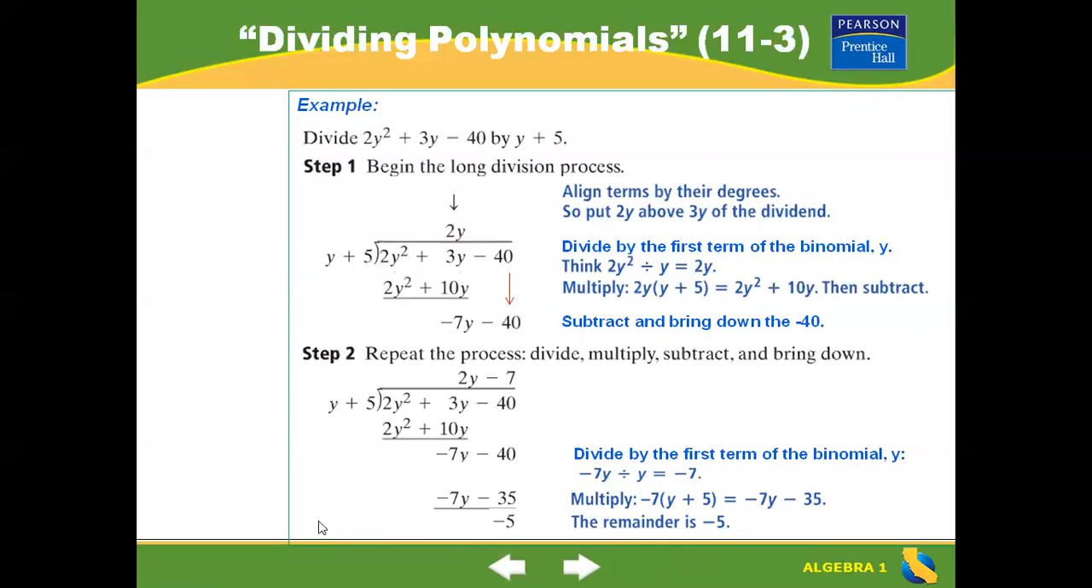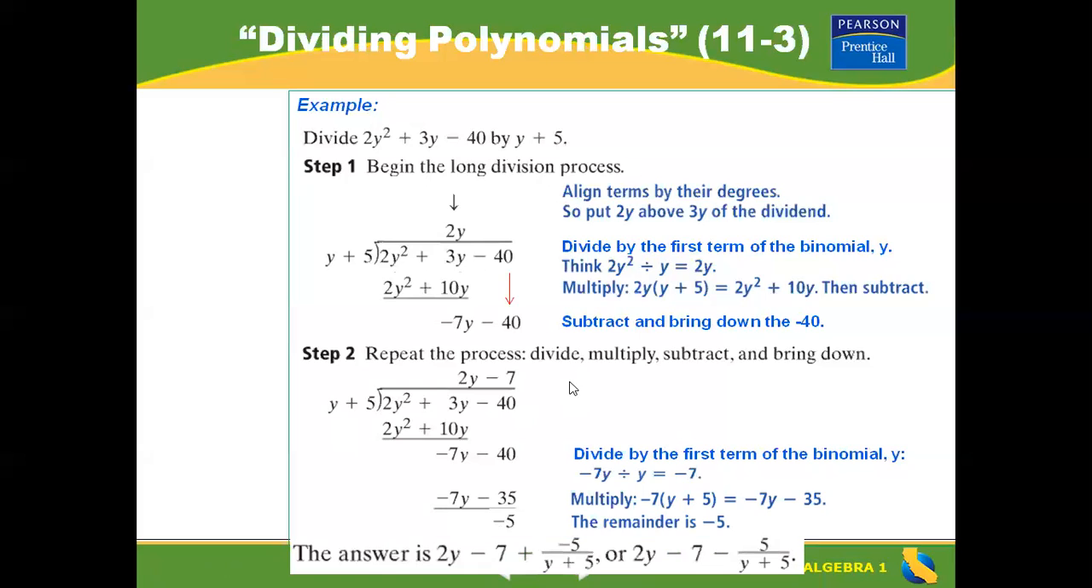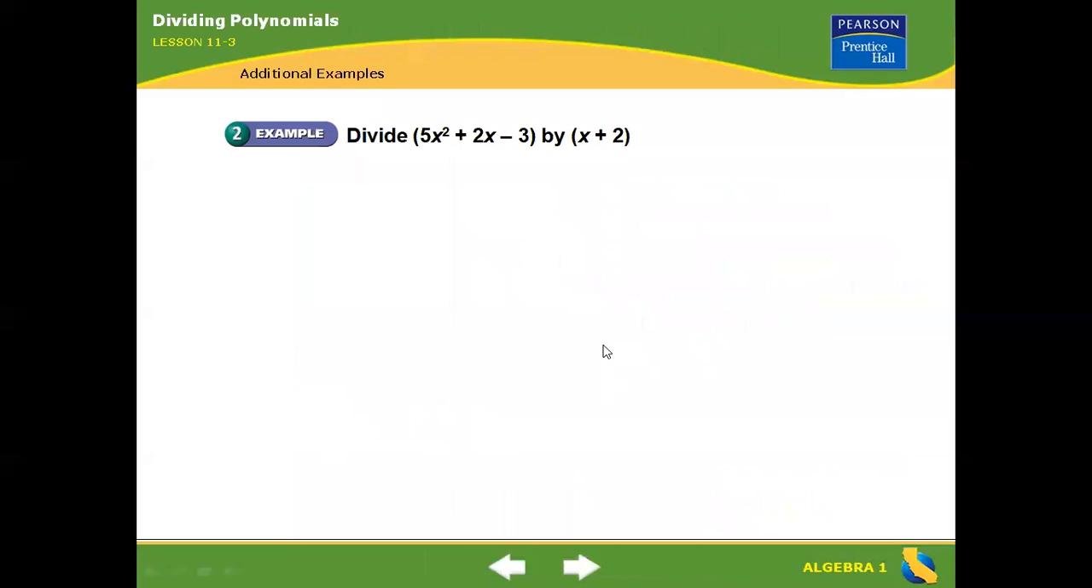Then subtract that one here. Negative 7y minus the negative of 7y, that is 0. And then negative 40 minus the negative of 35, that is negative 5. So the remainder here is negative 5 already. Take note, negative 5, the degree of this one is less than the degree of your divisor. Therefore, the quotient is 2y minus 7 plus the remainder, negative 5, over your divisor, that is y plus 5. Or you can write that as 2y minus 7 minus 5 over y plus 5. Okay, that's our first example.